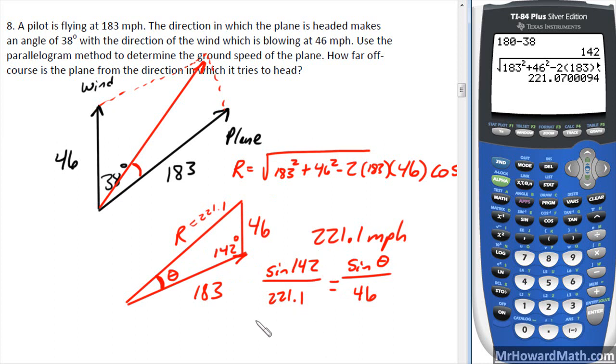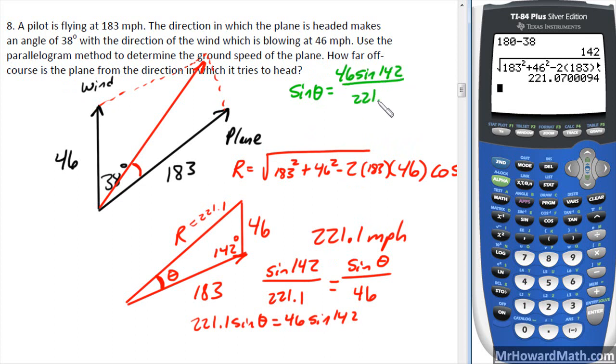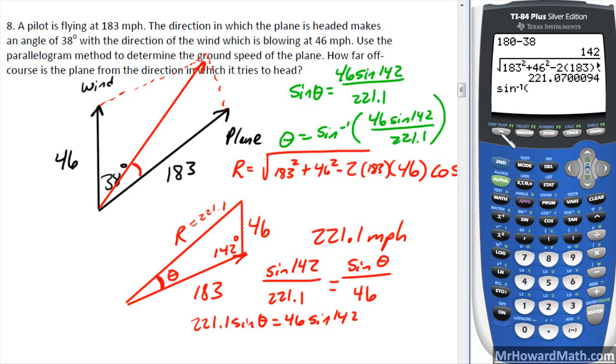All right, so let's cross multiply and divide here. 221.1 sine theta. Actually, just cross multiply to start. 46 sine 142, and then divide it by 221.1, and we get sine theta is equal to 46 times sine of 142 all over 221.1. So theta equals the inverse sine of all of that. It's 46 sine 142 all over 221.1. And let's put that in our calculator. Sine inverse, so second sine, and enter for a fraction.